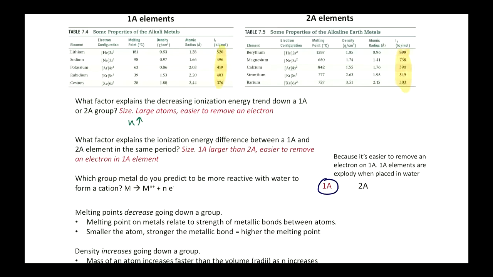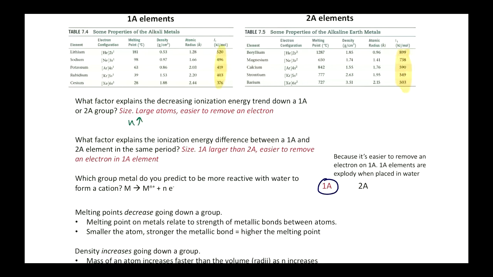If I tell you that adding any of these solid metals to water will cause that metal to lose an electron, what elements are most likely to react violently with water? 1A elements or 2A elements? Remember, ionization is the ease of removing an electron. So if electrons are removed easily for 1A elements, they should react more with water.